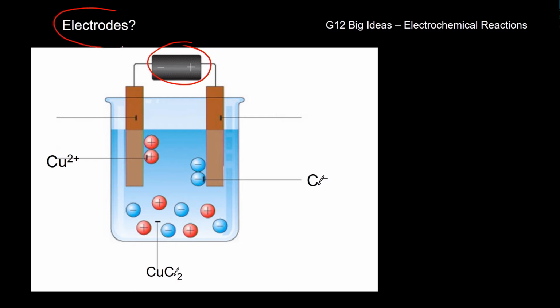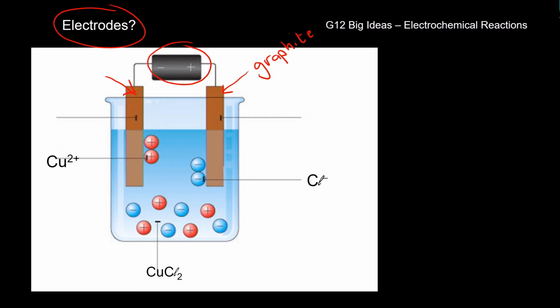We have electrodes, and I've written a question mark here. What are these electrodes? These electrodes are made out of graphite. Now, graphite is a kind of carbon, and the graphite is able to conduct electricity. So both of them will be made out of graphite. Why? They just offer a surface on which the half reactions take place.